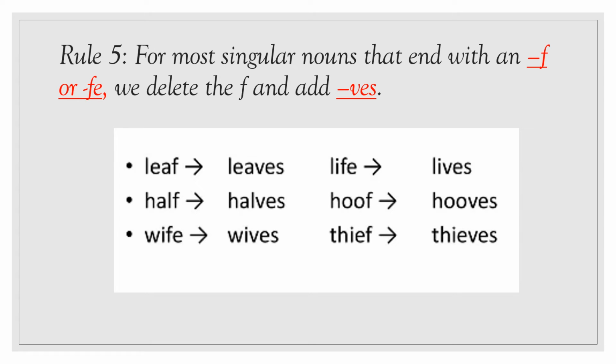For example, leaf, leaves with a VES. Half, halves, VES. Wife, cross out the FE and add a VES, wives. Life, cross out the FE and lives. Thief, cross out the F, thieves. And so this is the final rule where we have to add a VES.